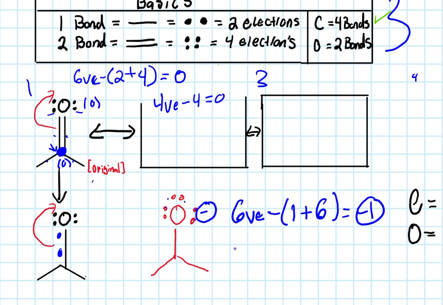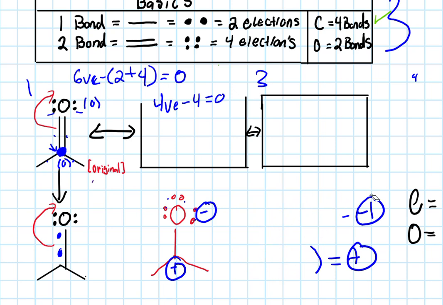Now what about the carbon? We have the 3, and that's it, right? So we end up having a +1 charge on the carbon. So that is our new resonance, our second one. Now let's see if there's another one.